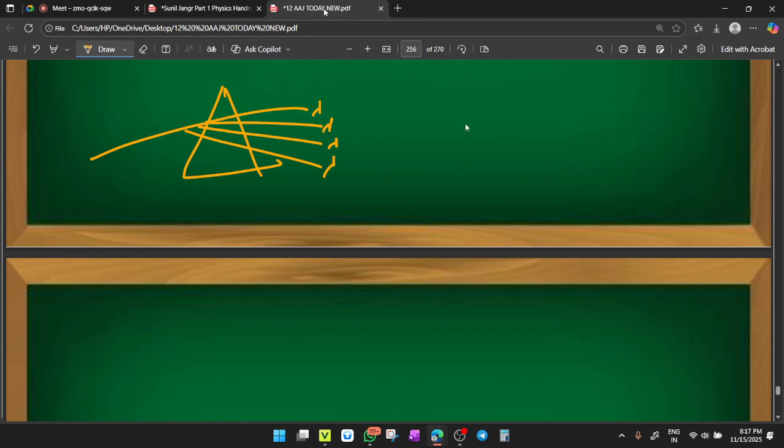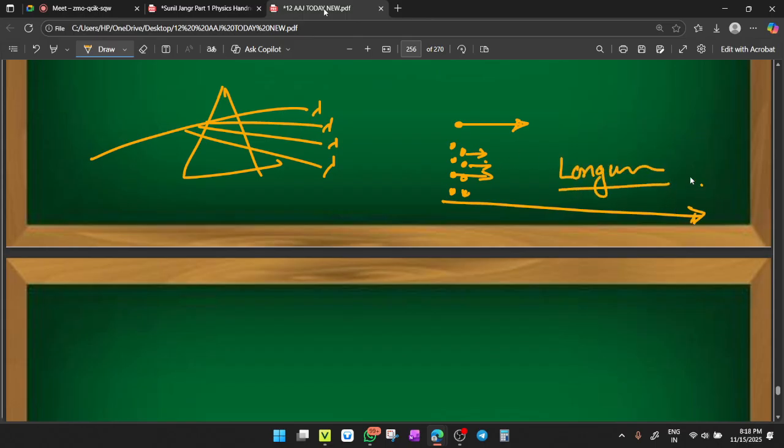Longitudinal means the wave having the direction of vibration and direction of propagation the same. Like in a sound wave, the particles of the medium vibrate in this direction, in the forward direction, and the wave is also moving in the same direction. So this is called a longitudinal wave. Clear or not clear?